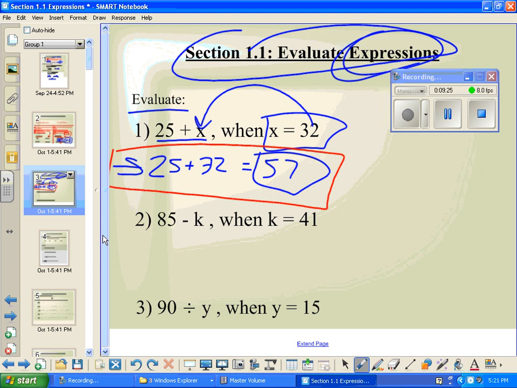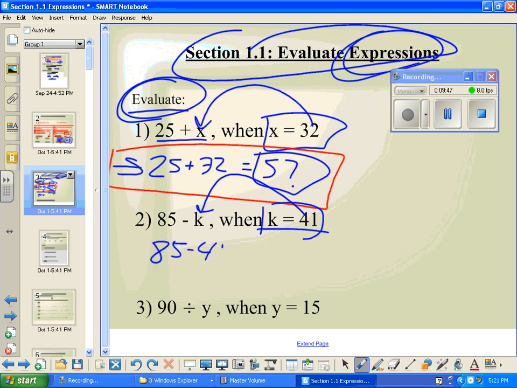Number 2, 85 minus k when k equals 41. We're going to evaluate that. Again, these are all under the title of evaluate, so that's what we're looking for, to find some kind of value like 57. 85 minus k, but they're telling me k equals 41. So I'm going to take 41 and put it right in there. If you're showing the work on your homework, here's what it should look like: 85 minus 41, and then I'm going to find the answer to that, and that's going to be my solution. So 85 minus 41 gives me 44.